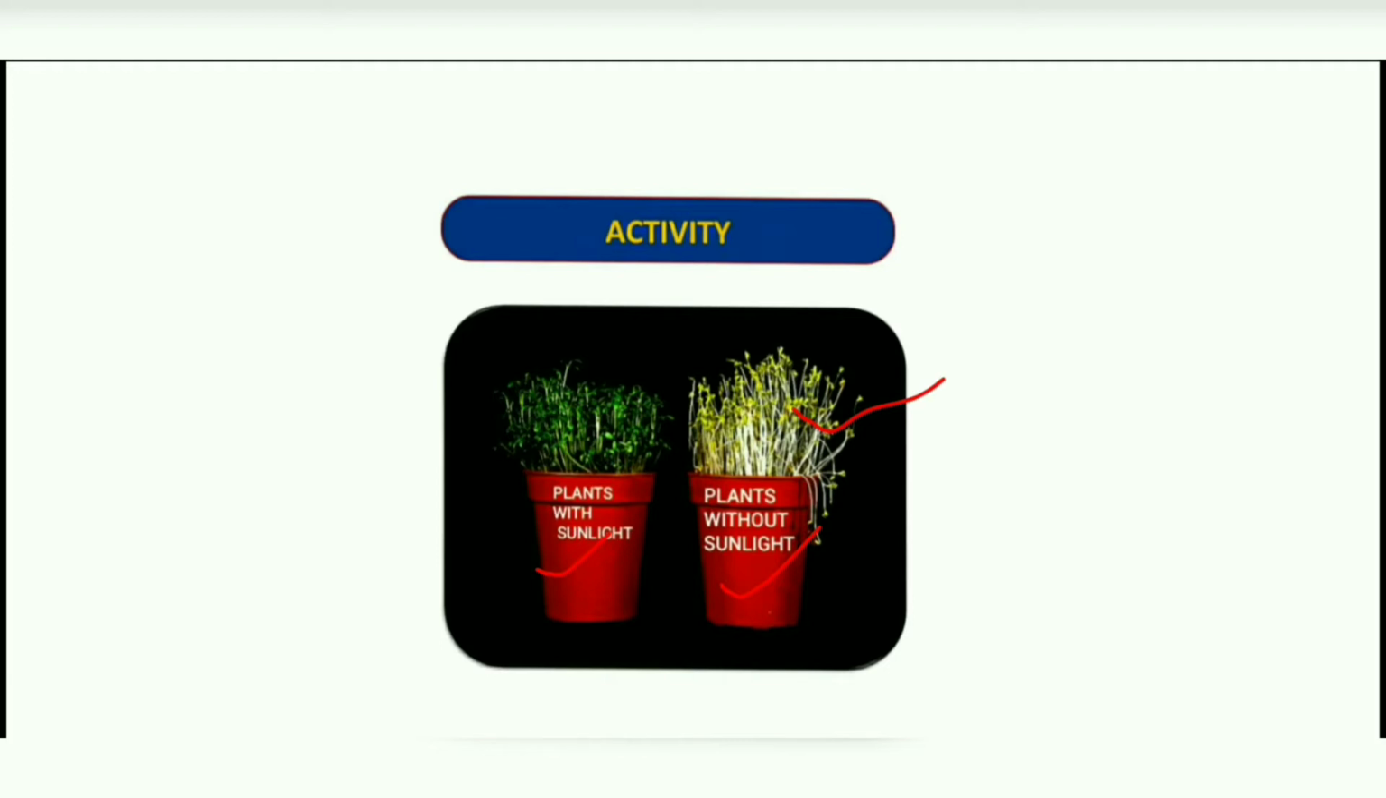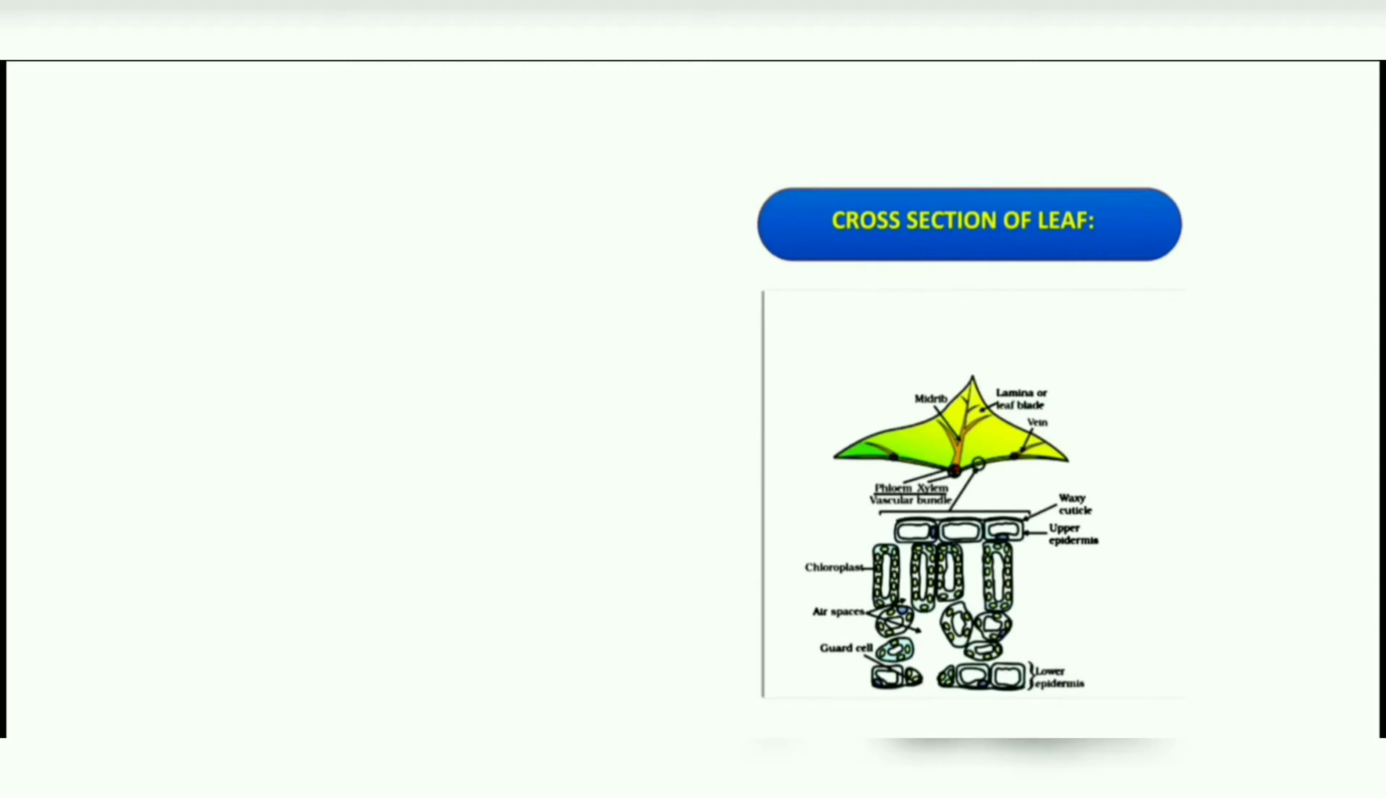So let's now discuss some important components of photosynthesis. As I said before, chloroplasts are one of the most important components because they have chlorophyll, which can absorb sunlight. So how can we see this chlorophyll under the microscope? Take a leaf and take a very thin transverse section of the leaf.